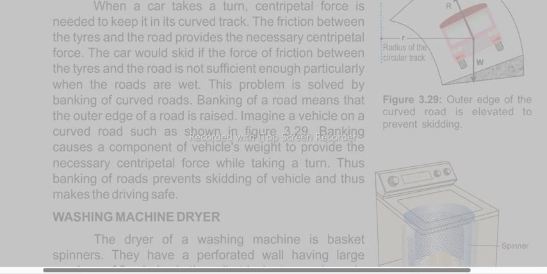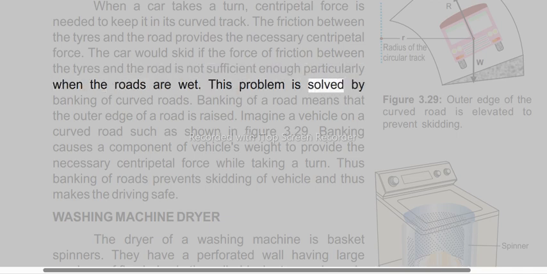When a car takes a turn, centripetal force is needed to keep it in its curved track. The friction between the tires and the road provides the necessary centripetal force. The car would skid if the force of friction between the tires and the road is not sufficient, particularly when the roads are wet.